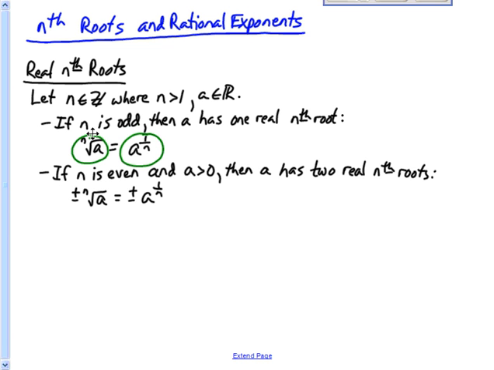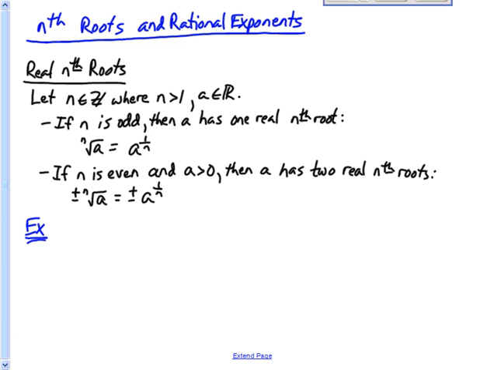So the nth root of a is the same thing as a to the 1 over n, if you remember that. And secondly, if n is even and a is positive, then you have two real nth roots. We'll look at a couple of those examples here. First, let's look at an odd root, that first scenario that I was talking about.